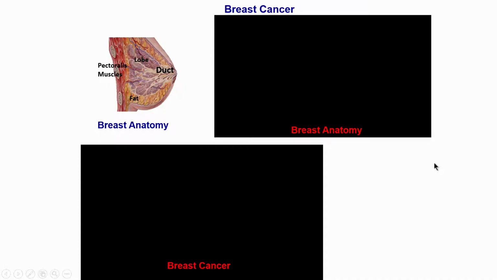If you see the slide, the breast anatomy is such that it consists of ducts, lobes, pectoral muscles, and then there is fat. So, duct, lobe, fat and pectoral muscles. Now, if the cancer occurs in the duct, it is called ductal cancer; in the lobe, lobular cancer; if it is both duct and lobe, then mixed tumor cancer. If there is inflammation, inflammatory cancer; if there is mucus, mucinous cancer.